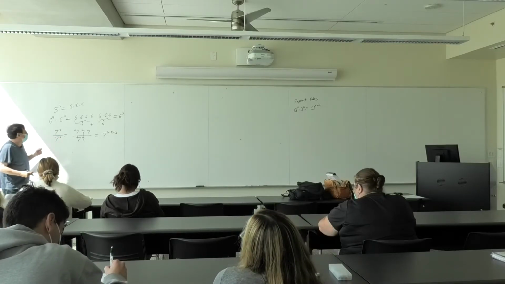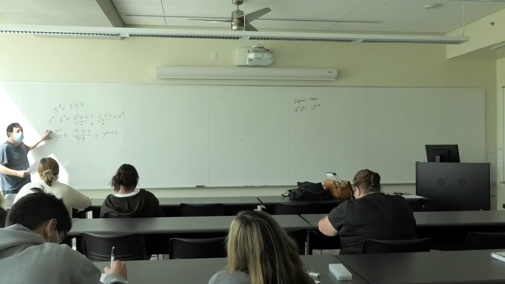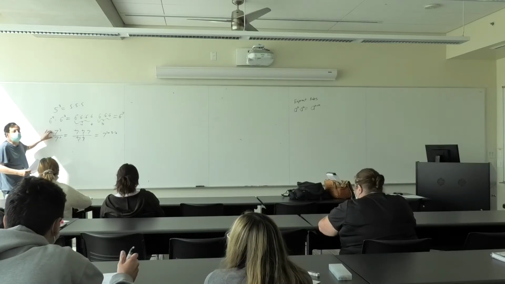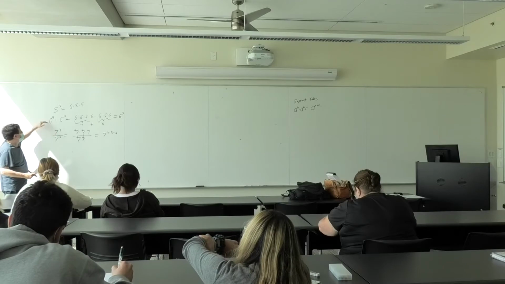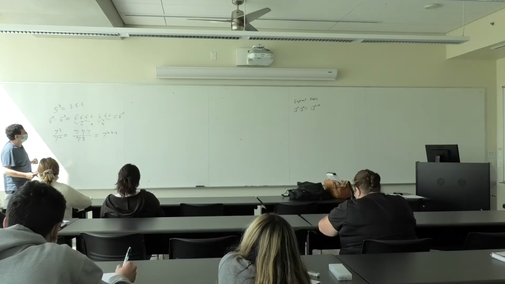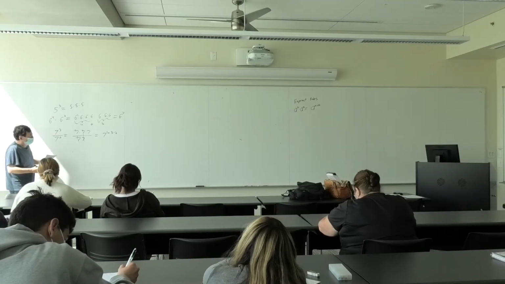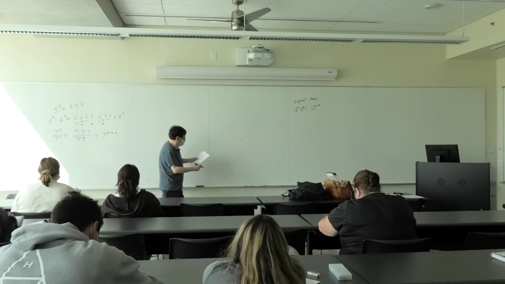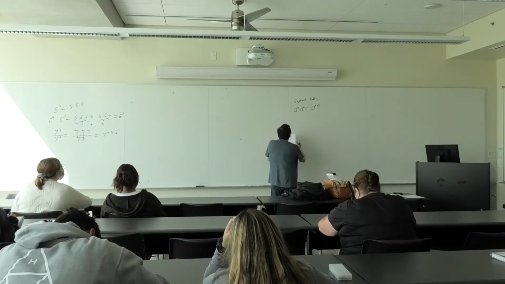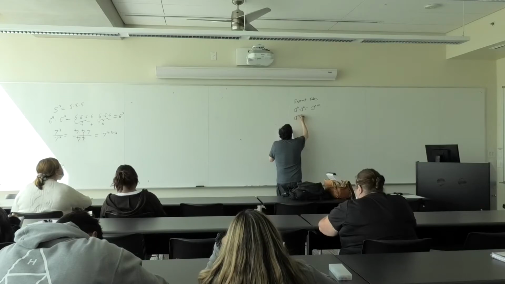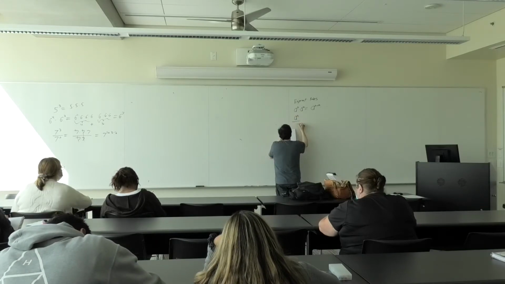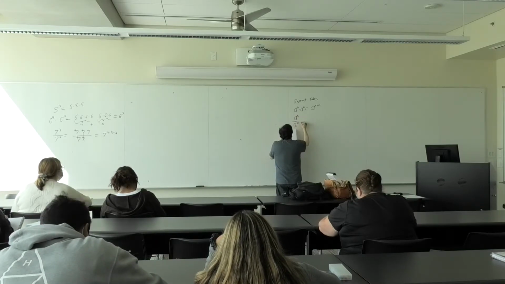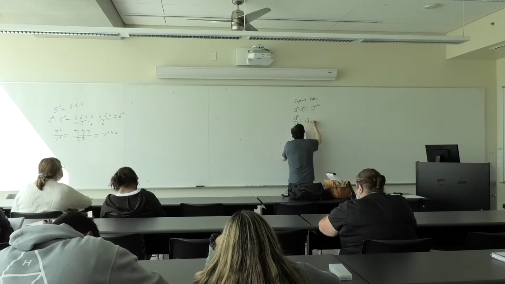Now, this only works because we have the same base. That's this number 7 here, 6 here, 5 here. Okay, so we have another rule, which is that a to the n over a to the m equals a to the n minus m.